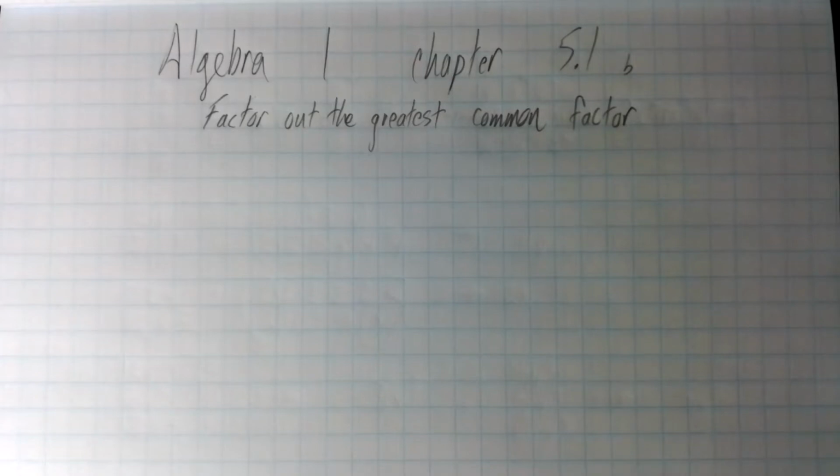Welcome to class, folks. We are still in chapter 5.1. This is part B or part 2. We're going to factor out the greatest common factor.